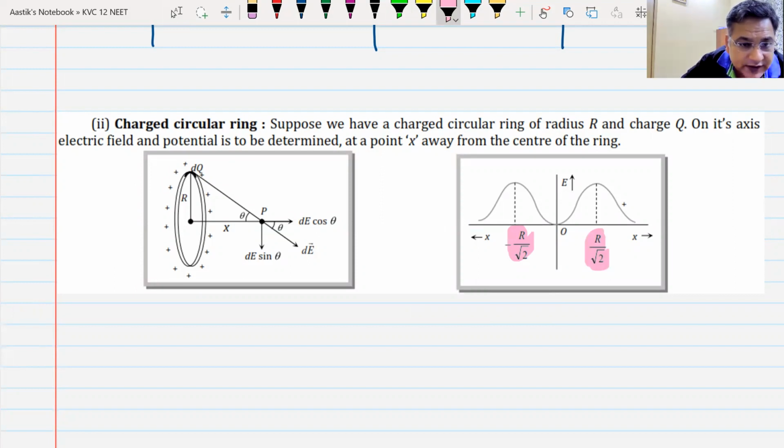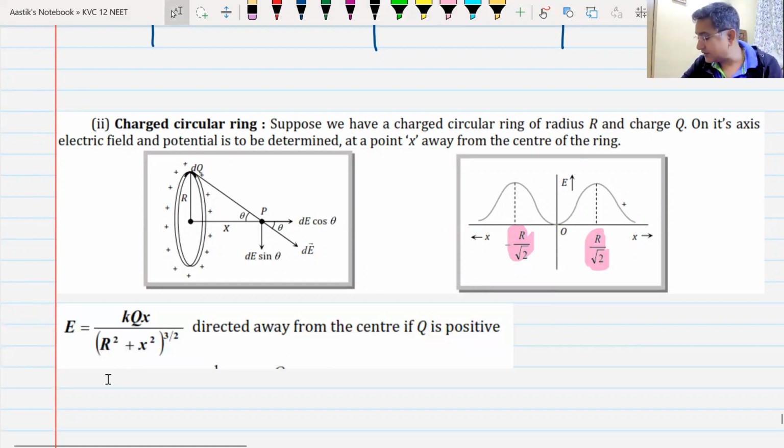The value of electric field for this charge, line charge, is kqx by (r square plus x square) raised to the power 3 by 2. Did I give you this formula? Yes or no? No? You can note it down now.